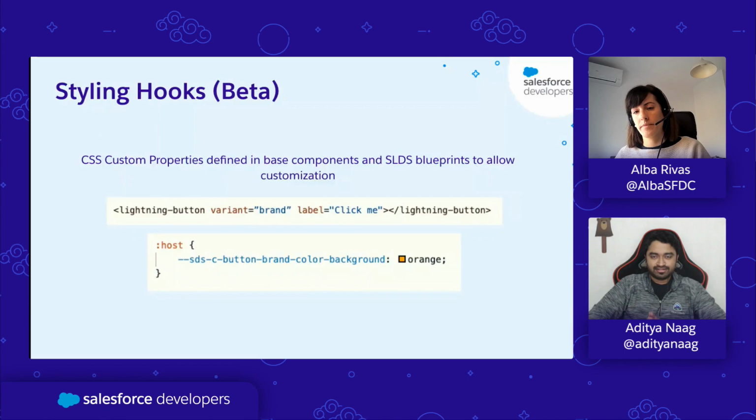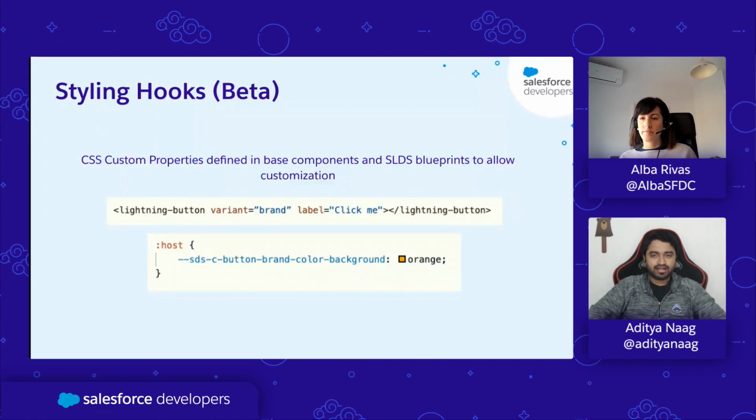So all of you have seen custom properties in action. Custom properties are used literally everywhere in Salesforce. So if you inspect element and scroll down to the bottom on the right hand side, you can see hundreds and hundreds of custom properties.